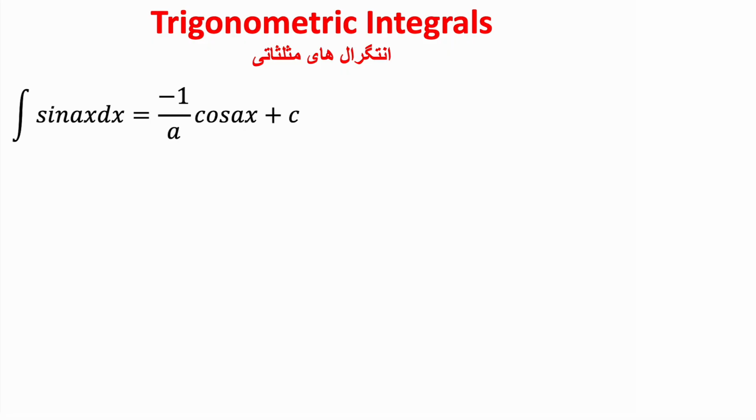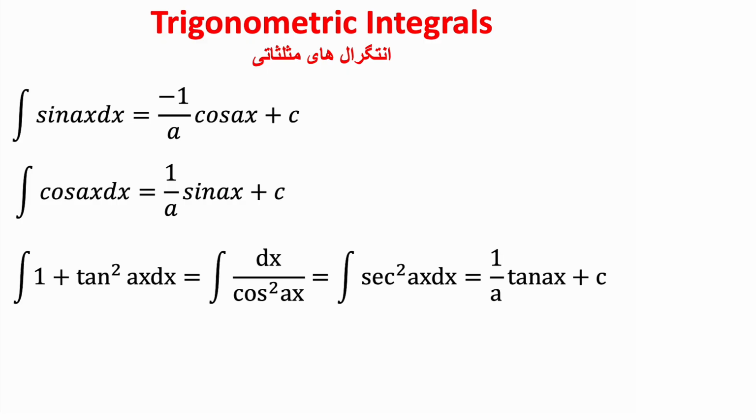Now, the integral of cosine ax is 1 over a times sine ax plus c. The integral of 1 plus tangent squared. 1 plus tangent squared is extremely important in integral calculations. And since many trigonometric identities lead to 1 plus tangent squared, it's good to learn its formulas right here. 1 plus tangent squared equals 1 over cosine squared. Therefore, the integral of 1 plus tangent squared is the same as the integral of 1 over cosine squared.